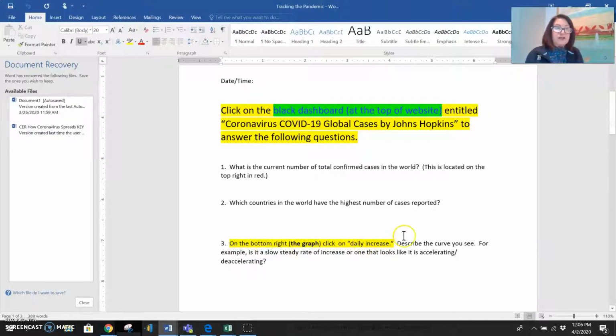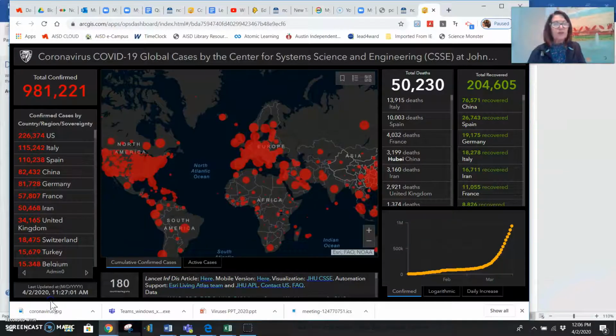Okay. So next, we have on the bottom right, which is a graph, we're going to click on daily increases. And you're going to describe the curve that you see. For example, is it a slow, steady rate of increase, or one that looks like it's accelerating or decelerating? So accelerating would be going up, decelerating would be going down. So let's go back and look at that. So here's my graph again. In the lower right-hand corner here, this is going to be my line graph. At the bottom, we can see there's 3 tabs here. So we're going to click on daily increase.